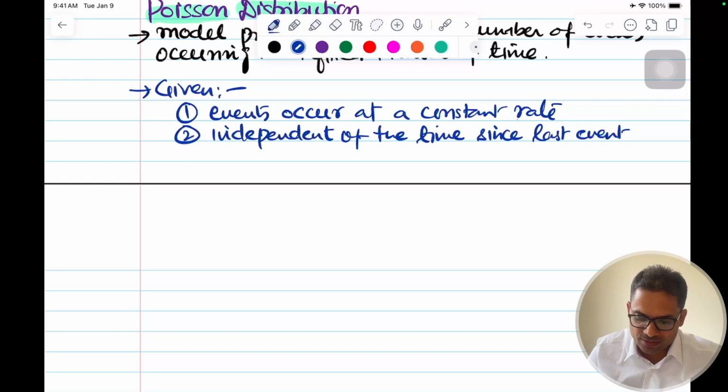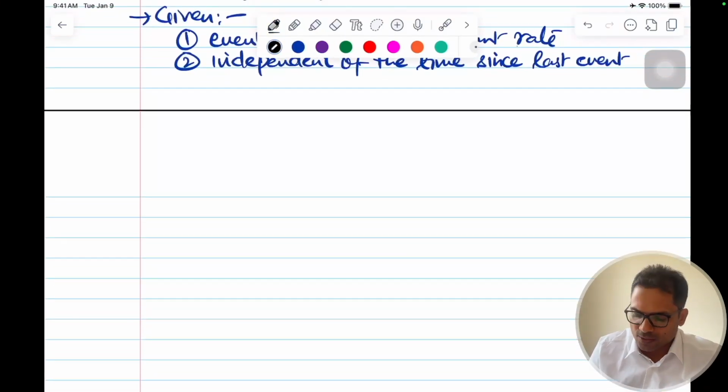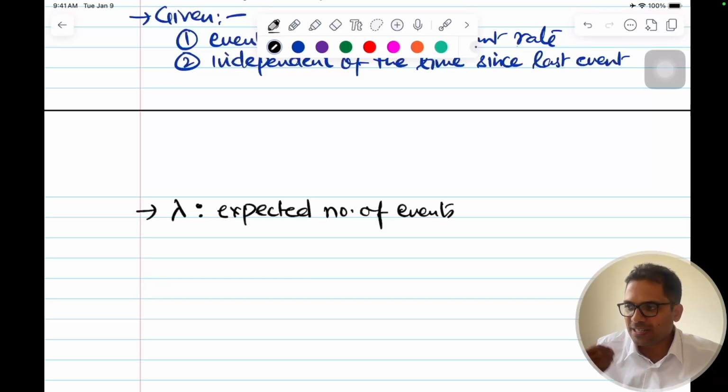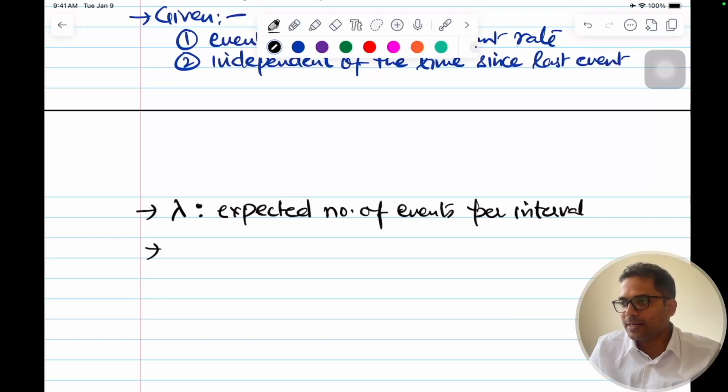Let me give you the parameters first, and then I will give you an example which will make it amply clear. So what are the parameters for this? We have this parameter lambda, which gives us the expected number of events that we expect per interval, whatever the interval is, minutes, hours, whatever. And then the other thing is the probability of k events.